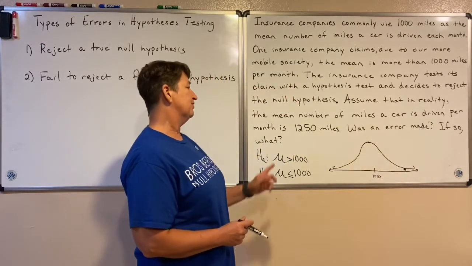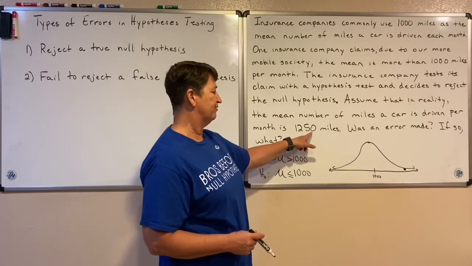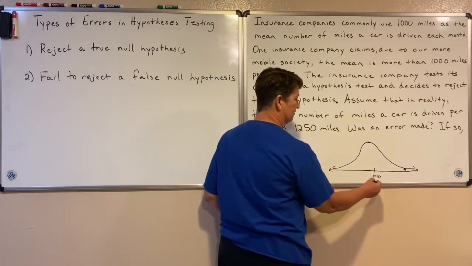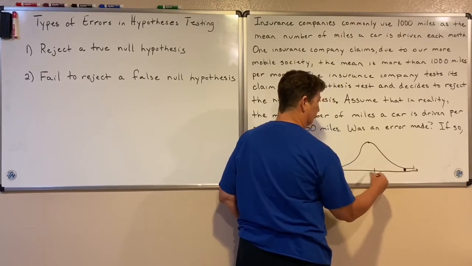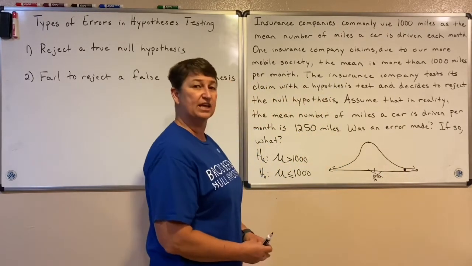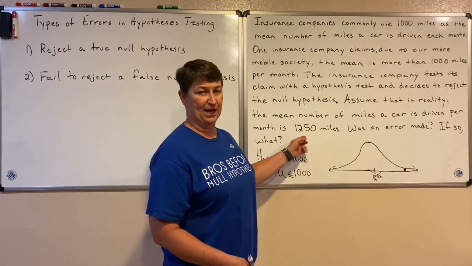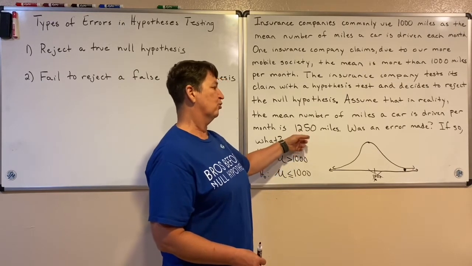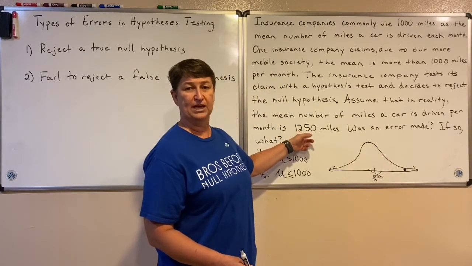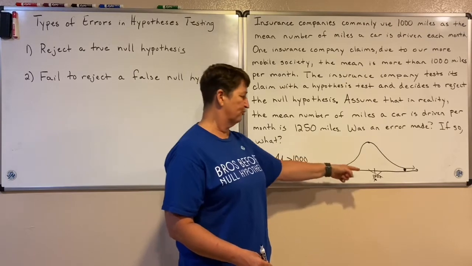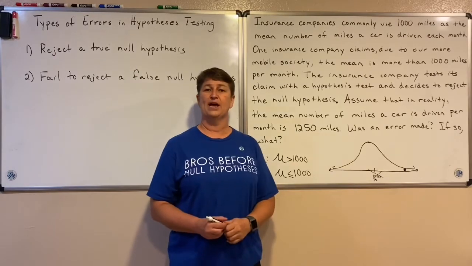Assume that in reality, the mean number of miles a car is driven is actually 1,250 miles. So we were assuming that it was this one. We're rejecting the null because it's way out there, so we're rejecting that null and saying we think it is more. And it turns out it is more, so there was not an error made. In this case, no error was made. They rejected the null, and sure enough, the mean is larger. So they had support for their claim, and it's an actual true claim. So there was no error made in this case.